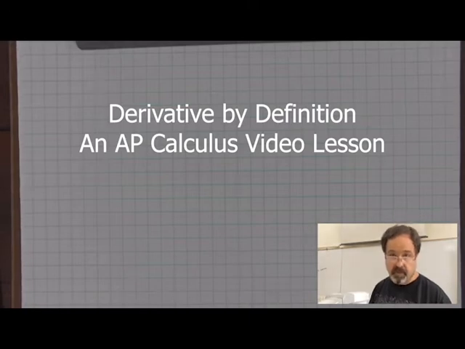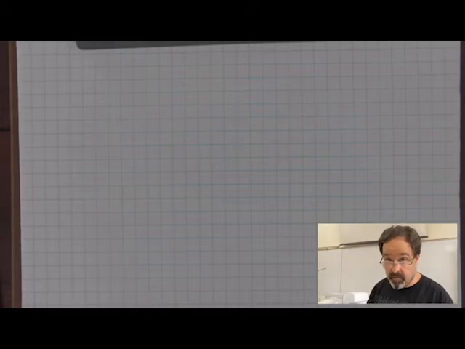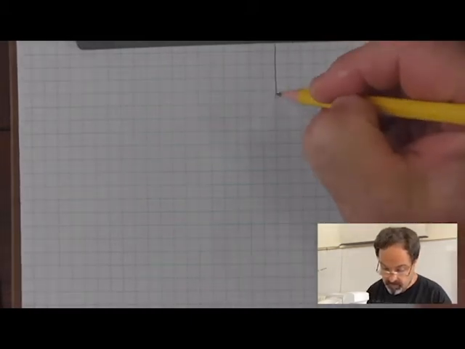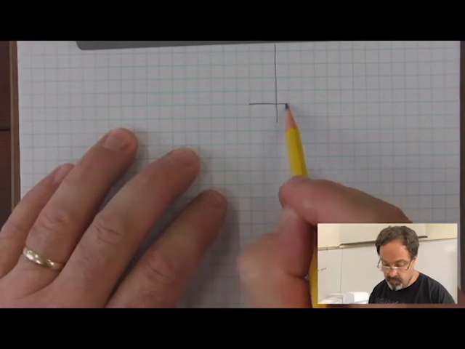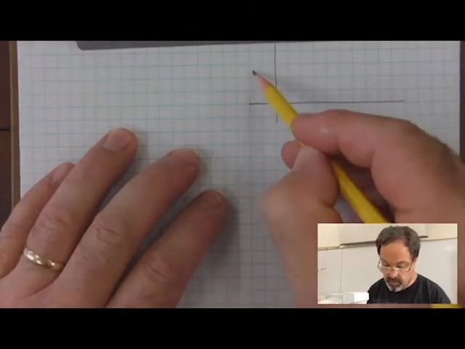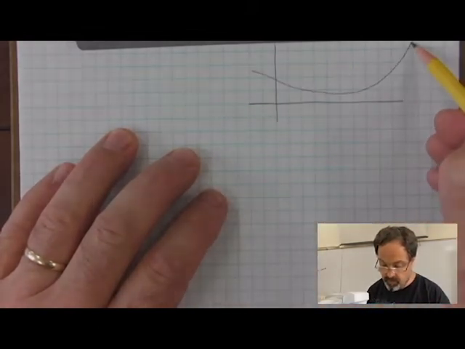VLSos here. This is a video lesson on derivative by definition, the spinal cord of calculus. Let's remind ourselves of a situation in which we can have a function that curves.